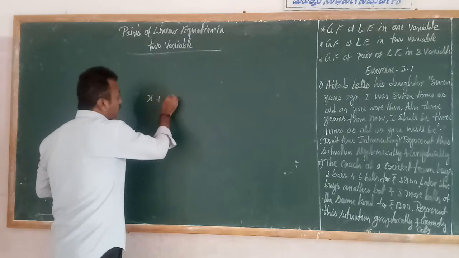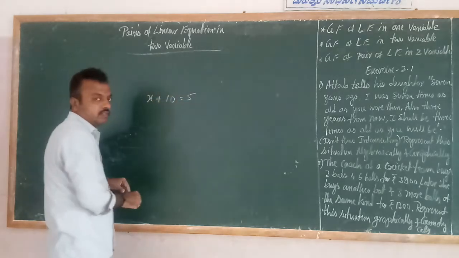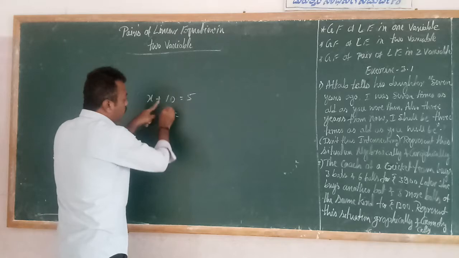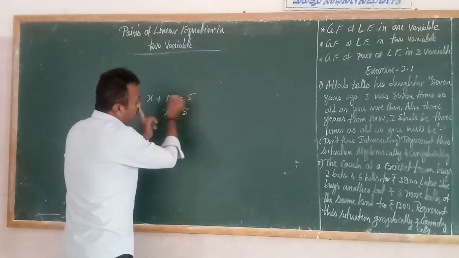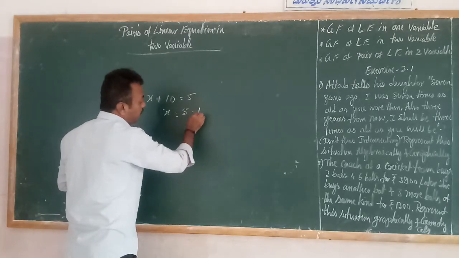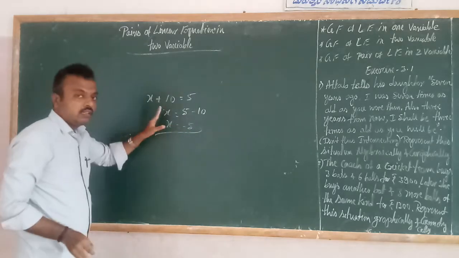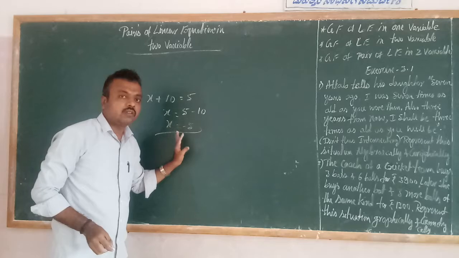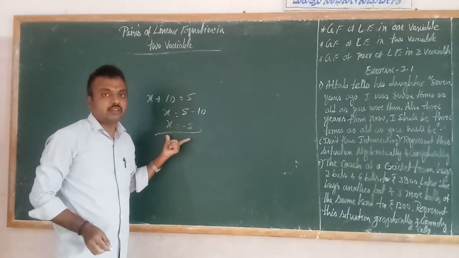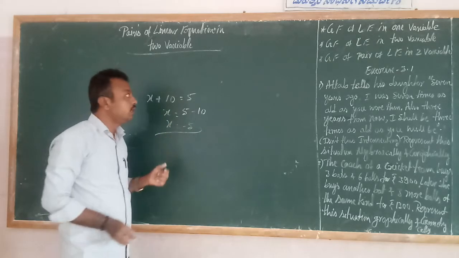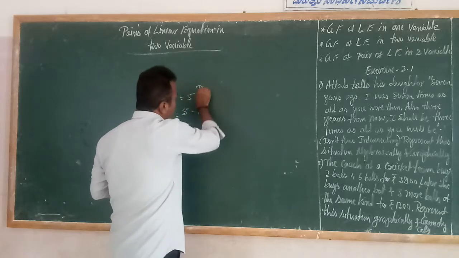For example, x plus 10 is equal to 5. So x is equal to, I will send the 10 to the RHS side, so it becomes minus 10, therefore x is equal to minus 5. So we already know that. This is the method we use most of the time. So this is called the direct method.